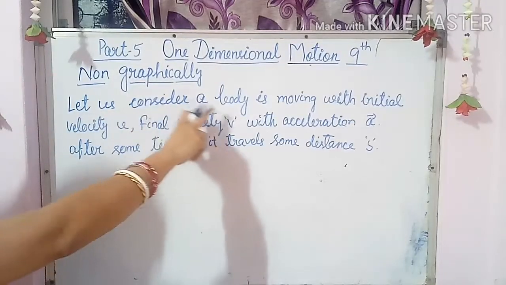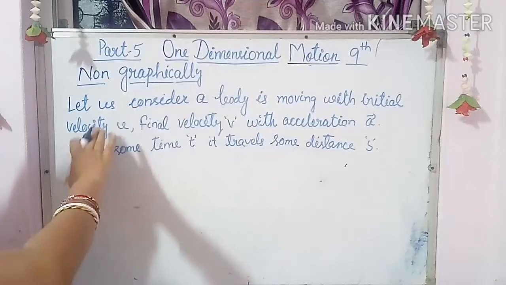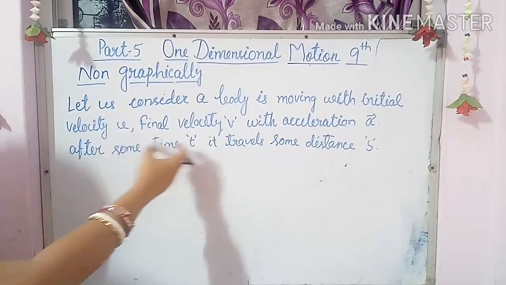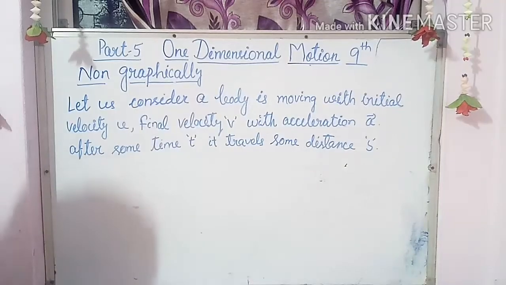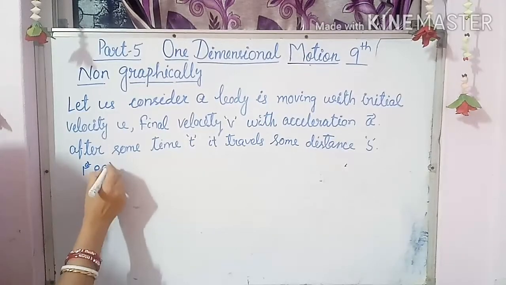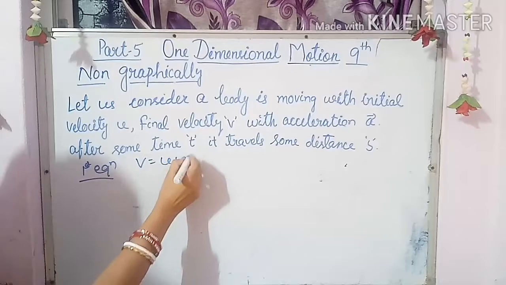So let us consider a body is moving with initial velocity u. That is the important part. Initial velocity u, final velocity v with acceleration a. After some time t, it travels some distance s. Now we are going to the proof part. The first equation of motion, as I told, what is the first equation? That is v equal to u plus at.